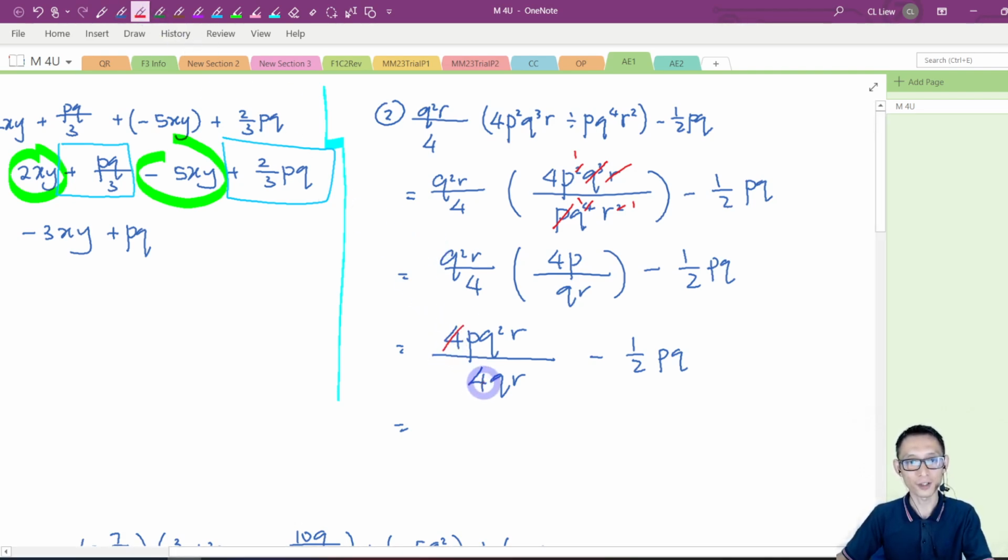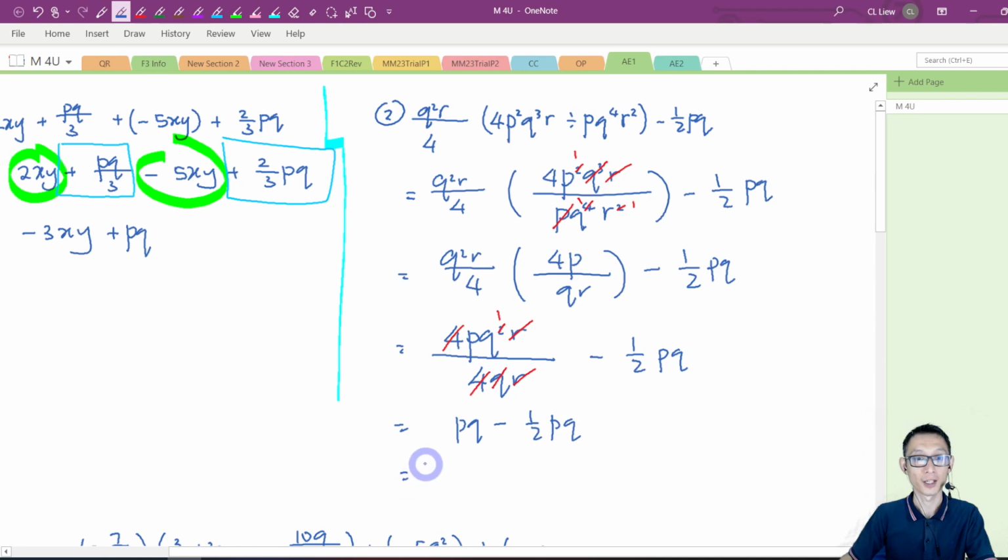Now 4 cancel. Okay, q squared, q cancel this one, r cancel. Now I will have PQ over here. PQ minus 1 over 2 PQ. Okay, now can we do the subtraction between these two terms? Yes, because they are like terms, right? So you don't see any coefficient here, it means 1. 1 minus 1 over 2 is equal to 1 over 2.